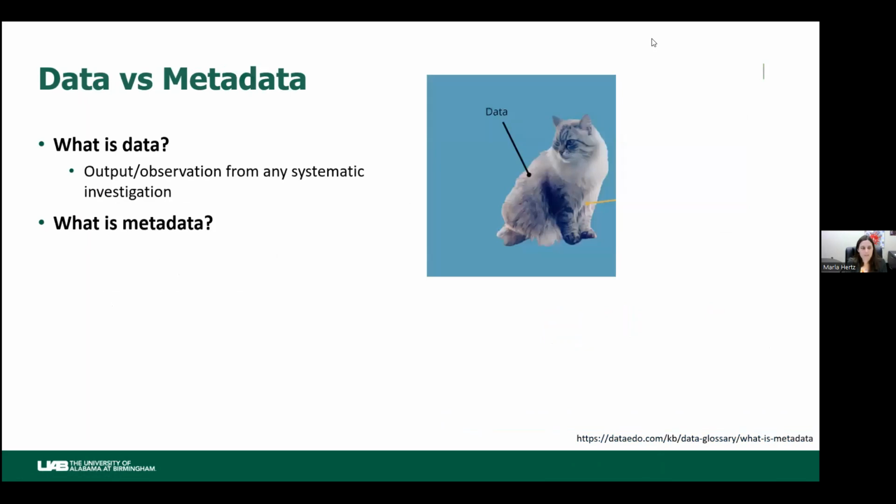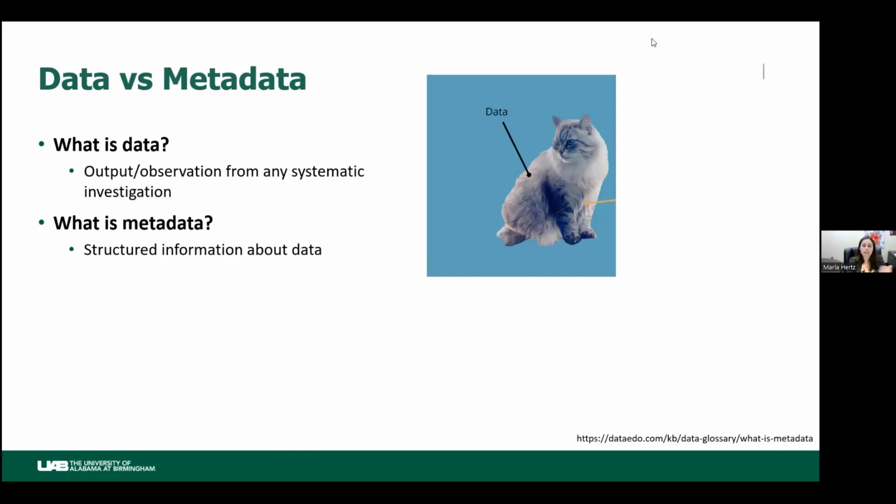Okay. So in terms of documentation, I do want to take a second to just make sure we're all clear on the difference between data and metadata. So data is the outputs or observations from any systematic investigation. So for this example, we've got a picture of a cat. That's the data. And the metadata is structured information about that data.